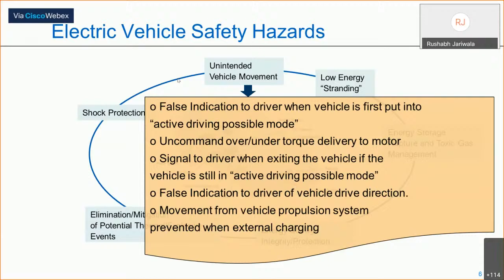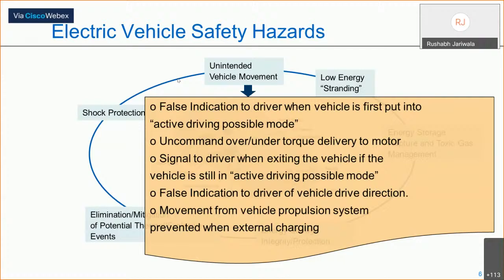Then uncommanded over or under torque delivery to the motor. Any BEV or HEV brings a slightly different kind of hazard compared to a normal gasoline vehicle, because electric vehicles are all fly by wire. The driver presses the accelerator, but its equivalent signal goes to the inverter, and then the inverter develops a torque based on that, and then it goes to the e-motor.